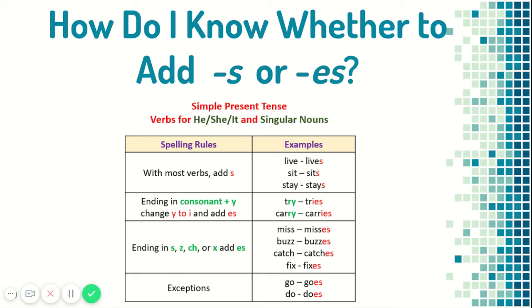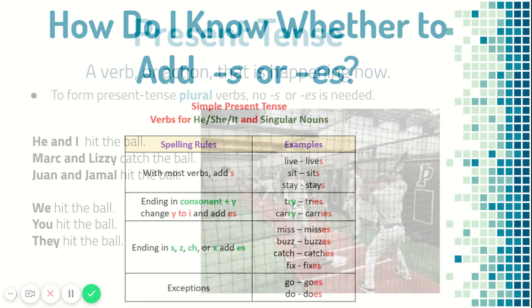There are a couple exceptions because the English language is very confusing. We always have exceptions. So we have the word go. We just add an ES there. Most of the time when a word ends in O, we're just going to add an S, except with go or do, okay? We're going to add an ES to those, all right? Just some of our silly rules that we have.